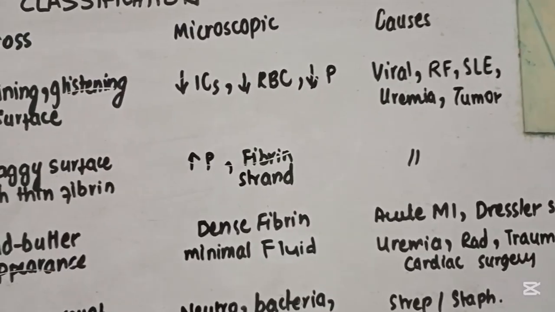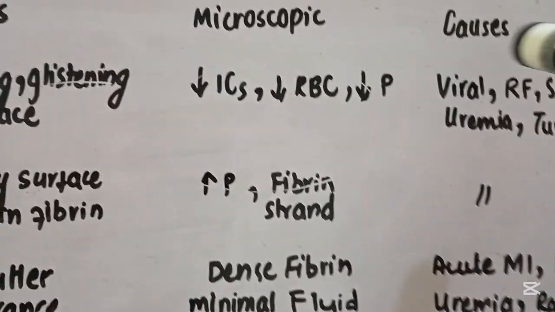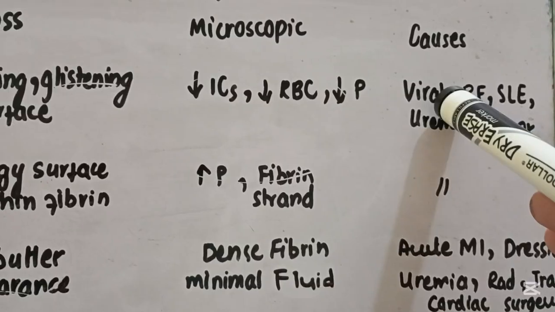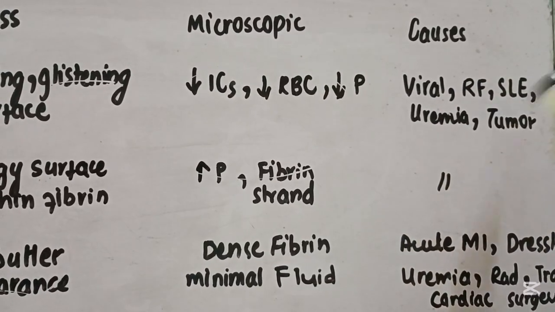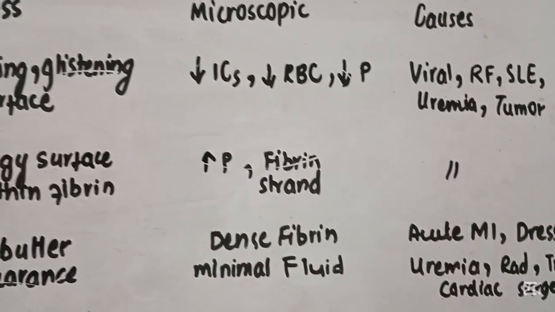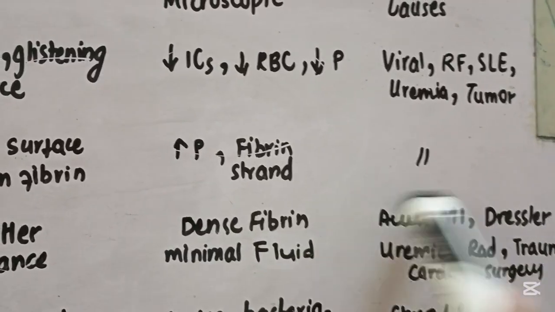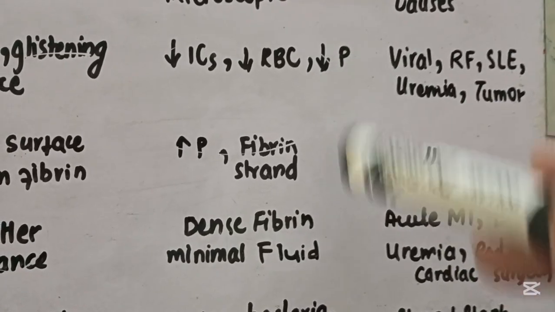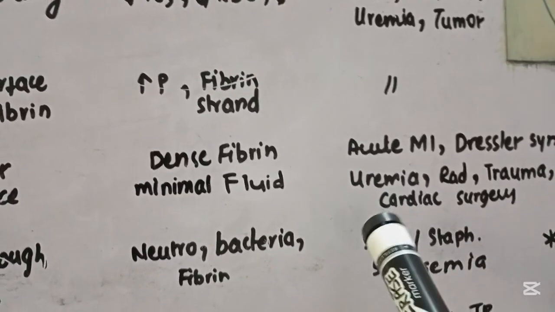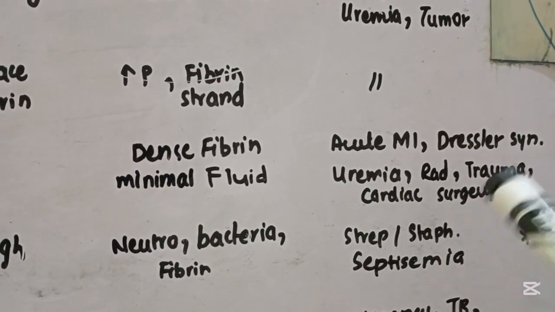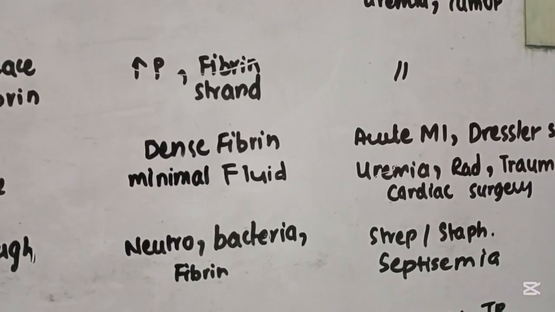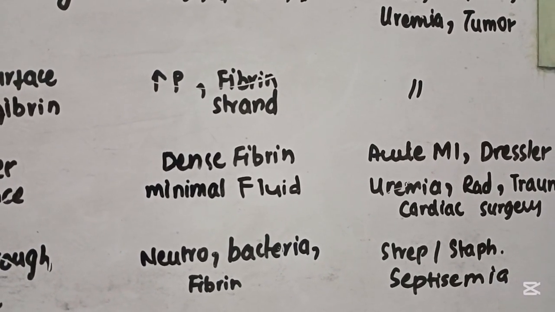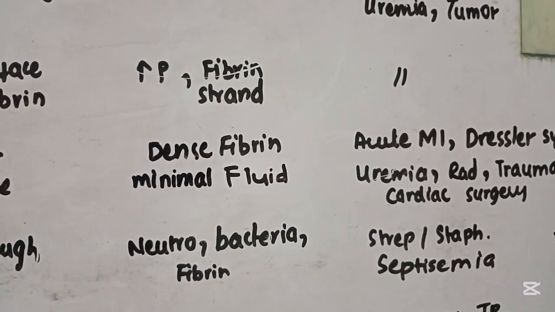Okay, now let's deal with the causes. The causes of the first two are approximately the same: viral infection, rheumatic fever, SLE, uremia, and tumor. But the damage caused by these is greater in the fibrinous type compared to the serous type. In the fibrinous type, we have other causes as well. Here we have acute myocardial infarction, so the necrotic tissue causes inflammation of the pericardium.